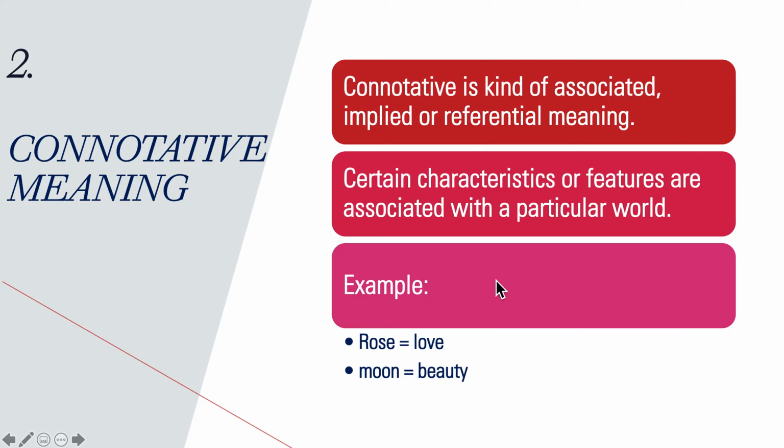Connotative meaning is in fact implied meaning. It gives you the secondary meaning, and certain objects are associated with certain kinds of characteristics or features or qualities. For example, normally the rose flower is associated with love. Moon is normally referred to as beauty, and so on.